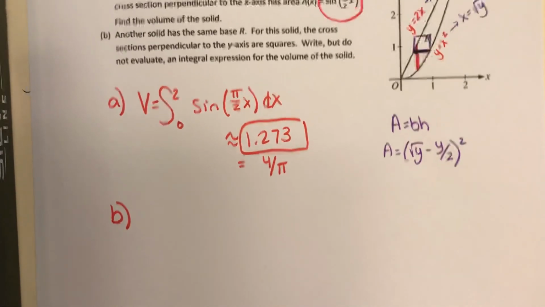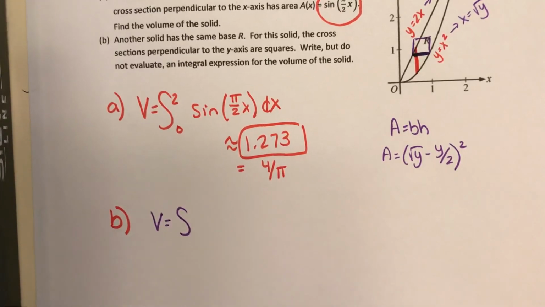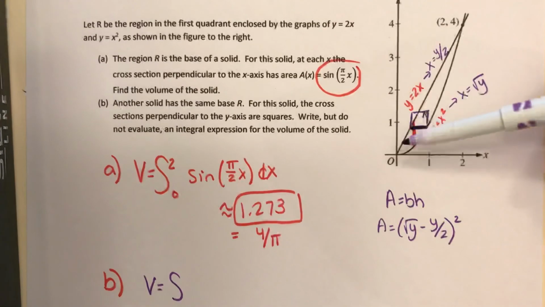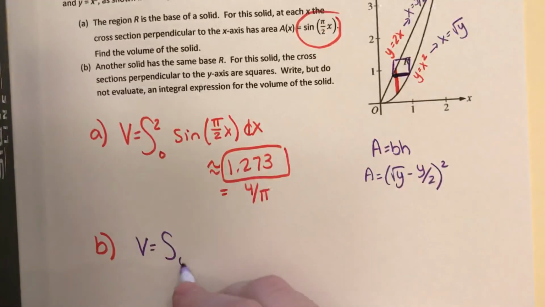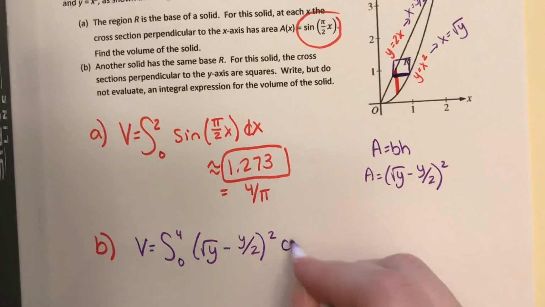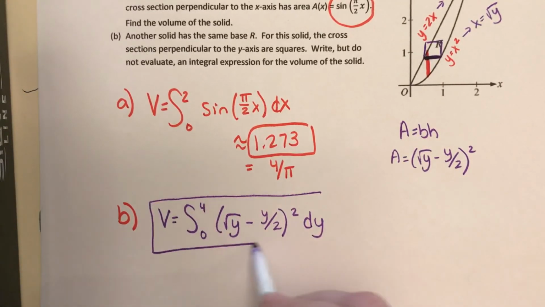So now I'm ready to write my answer. Volume is equal to the integral. Now we're doing the y-axis, so I want to make sure my boundaries are the y-axis boundaries. So 0 to 4 on the y-axis of my area dy instead of dx, and it says we don't have to solve.